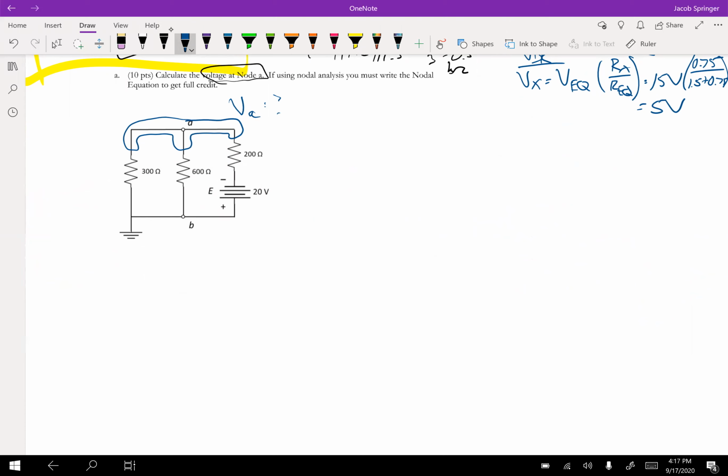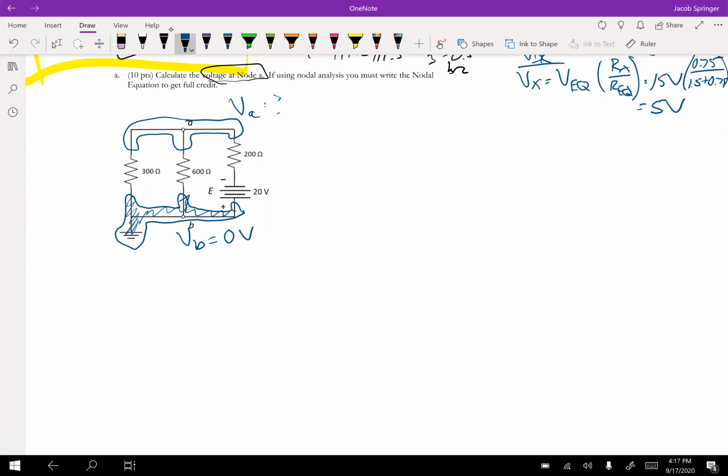I'll solve it first with nodal analysis because that's how a lot of students would think, especially if it says if using nodal analysis, you must write the equation. So the next step would be to label all our nodes with a reference node. That reference node is VB. The reference node is ground, 0 volts. Everything inside of this, all of this, all has 0 volts.